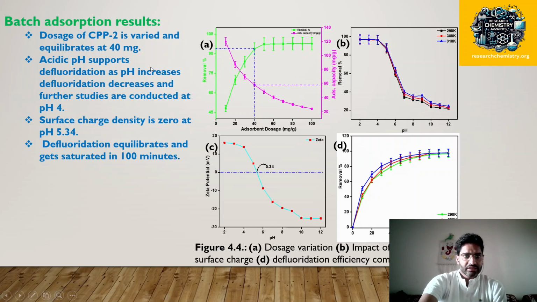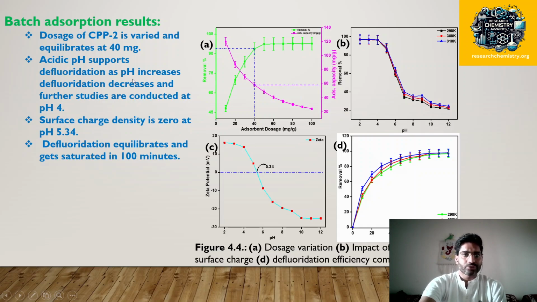Batch absorption results. A few batch absorption experiments were conducted, and we have seen that the dosage has been varied from 5 milligram to 100 milligrams. We can see that as the dosage has been increased, the fluoride removal capacity has increased, and after a certain point, it has reached its saturation point. So we have fixed nearly 40 milligram as the dosage quantity, which is to be carried out in further batch experiments. It has been fixed for further results.